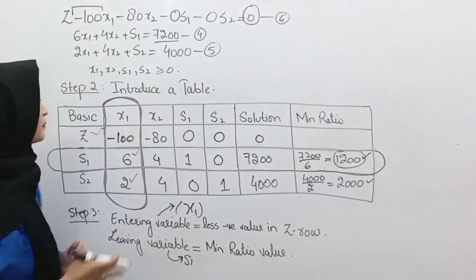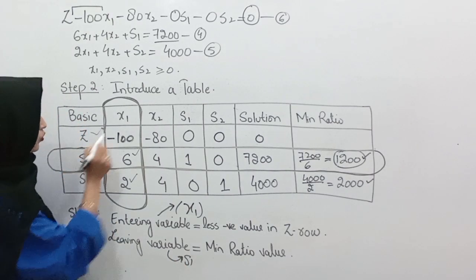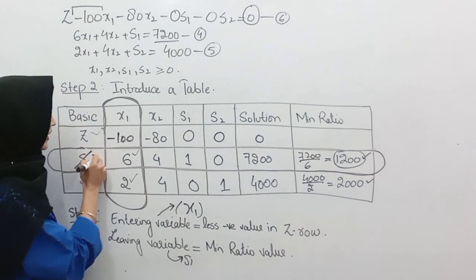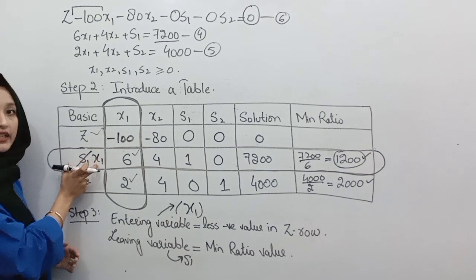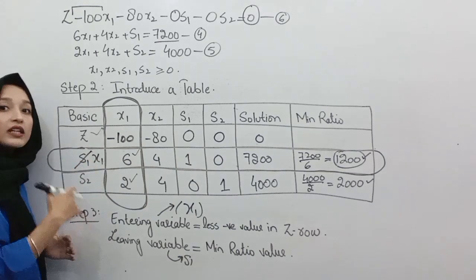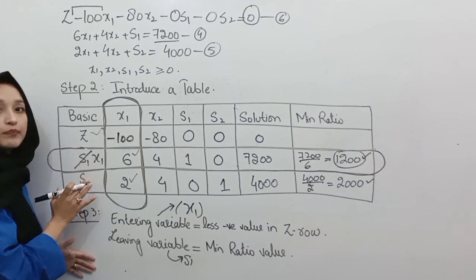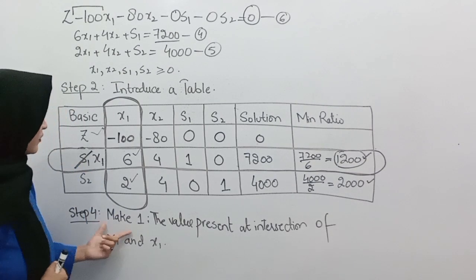Now we simply replace the leaving variable with the entering variable. So the leaving variable is S1, we replace it by x1. You can also write it like this, or you can also form another table for this purpose. But writing it like this will save your time. Okay, so step number 4 will be make 1.